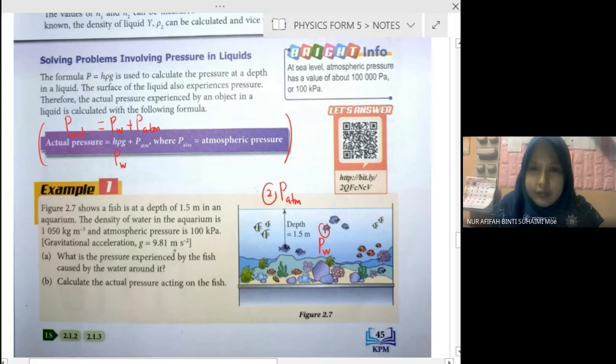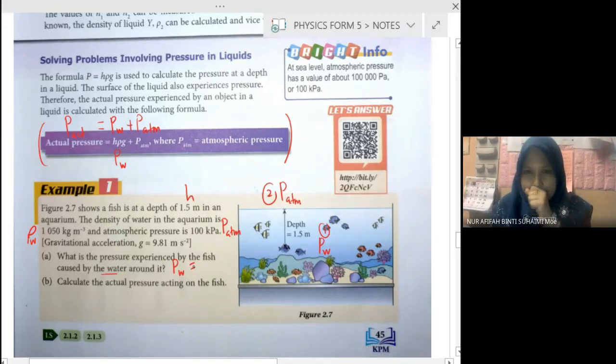Okay, let's see the example here. We have a fish at depth 0.5 meter, represented by H, in an aquarium. The density of water in the aquarium is given, and atmospheric pressure is 100. So this one is PATM. What is the pressure experienced by the fish caused by the water around it? So this one, we only want to know the pressure of water.